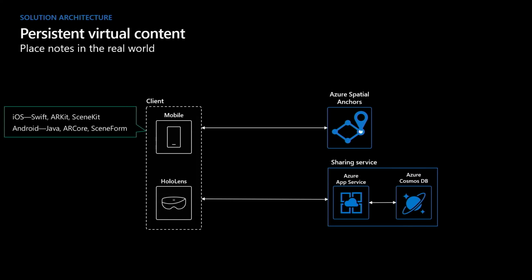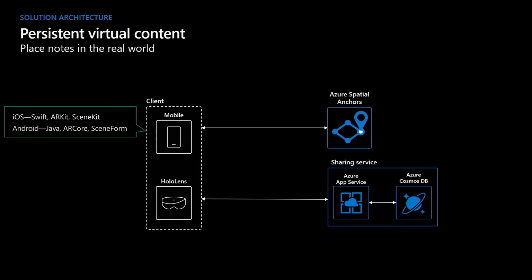Next, we have Azure Spatial Anchors, which is how we're saving anchors and finding them later. And finally, we have what we're calling the sharing service. This isn't actually an Azure service, we're just calling it that. In this case, it's made up of two things: an Azure App Service ASP.NET Web API that lets you do post calls and get calls, and Azure Cosmos DB table storage as a database. Together, they help us save information about anchors that we need to save.